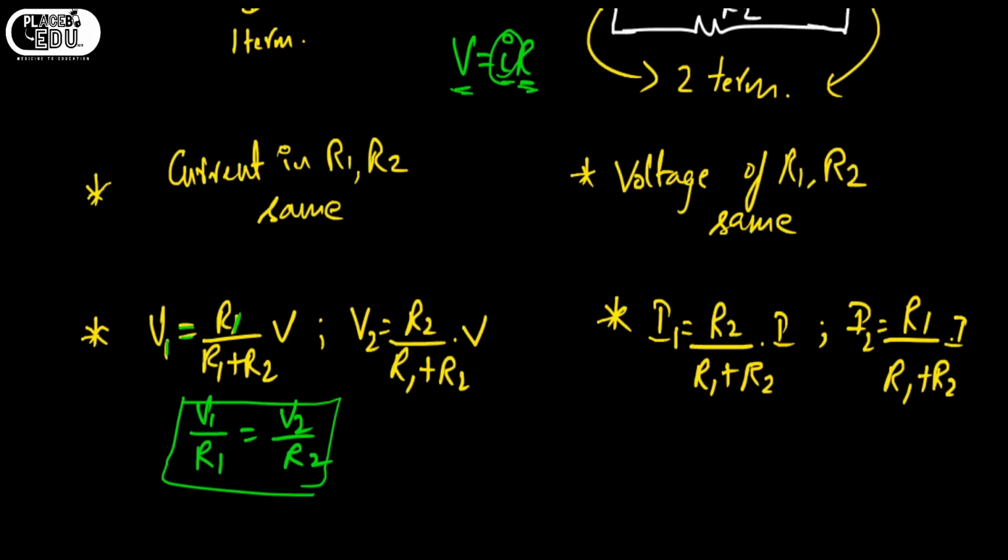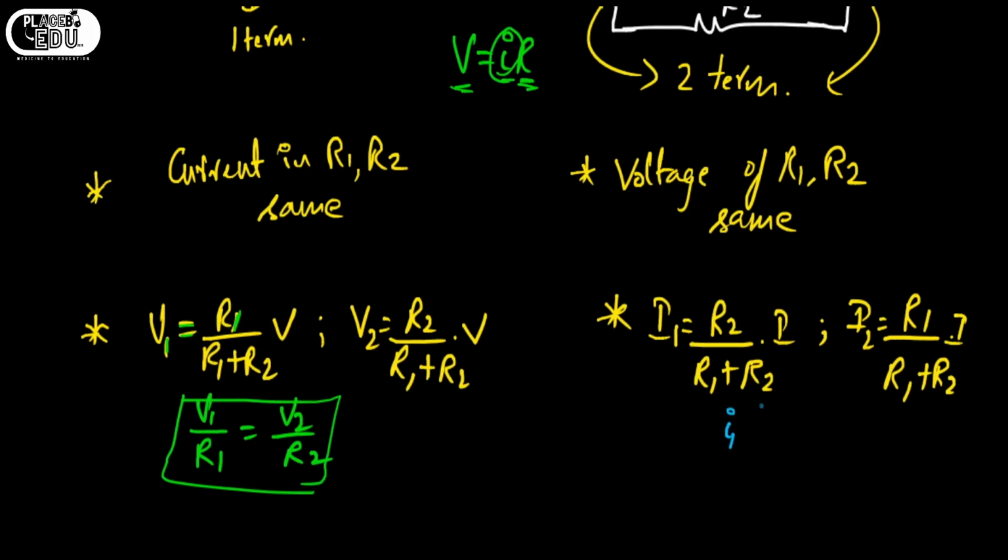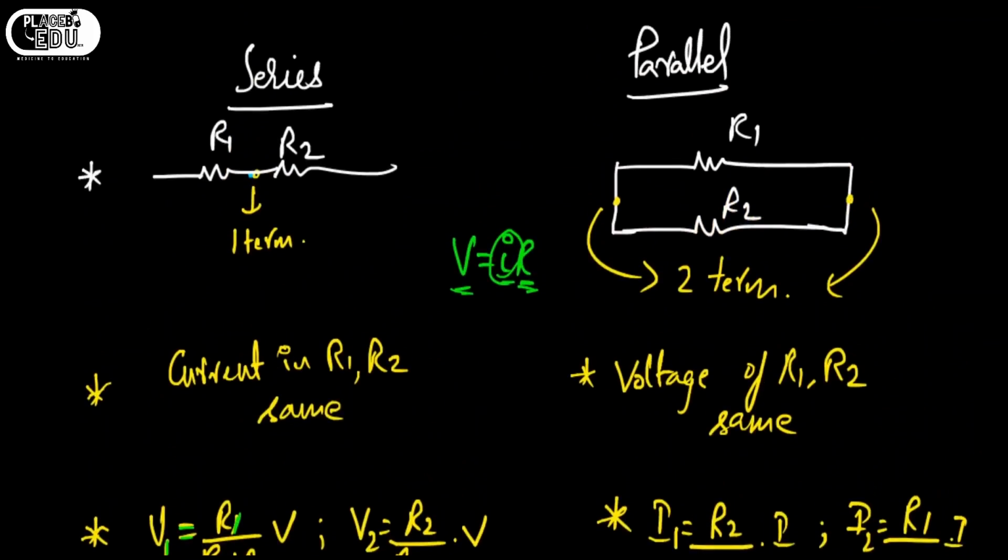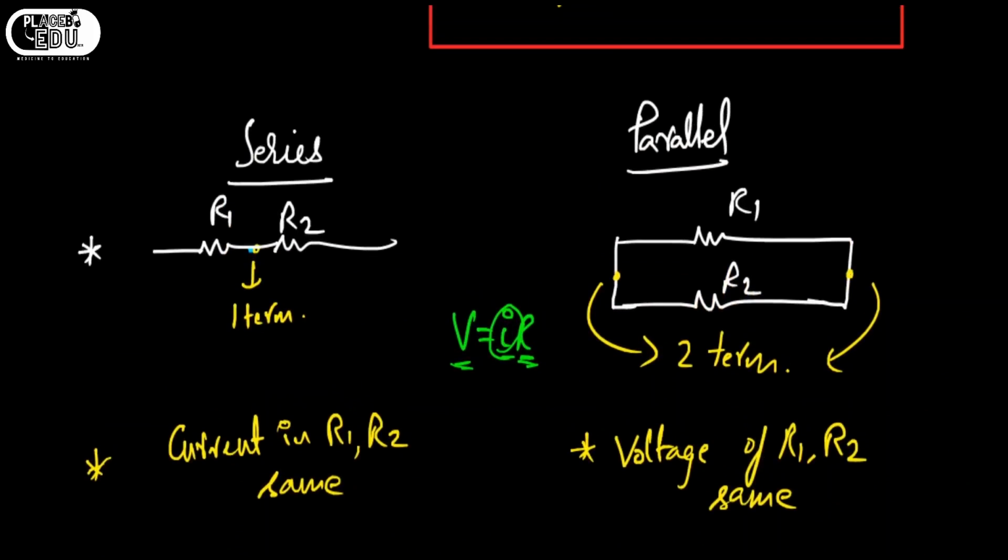Here I and R are inversely proportional. Therefore, here I1 is inversely proportional. So I1 into R1 is equal to I2 into R2. So this will be the condition we'll get from this one. Understood? So these are the differences between series and parallel, and we are going to do many sums in upcoming videos.